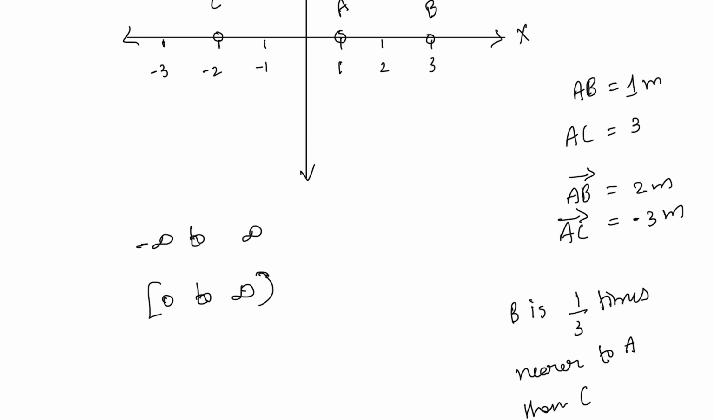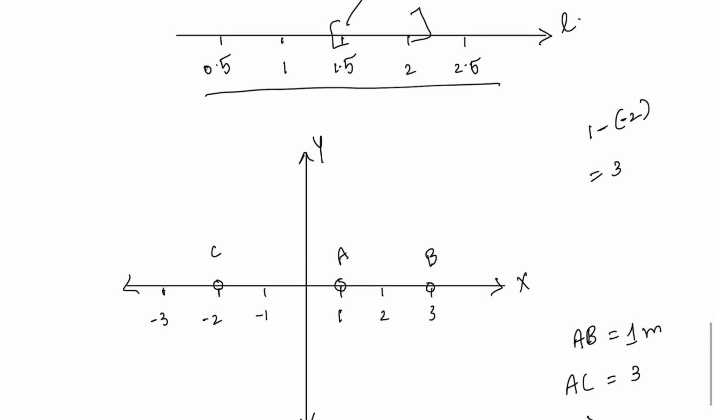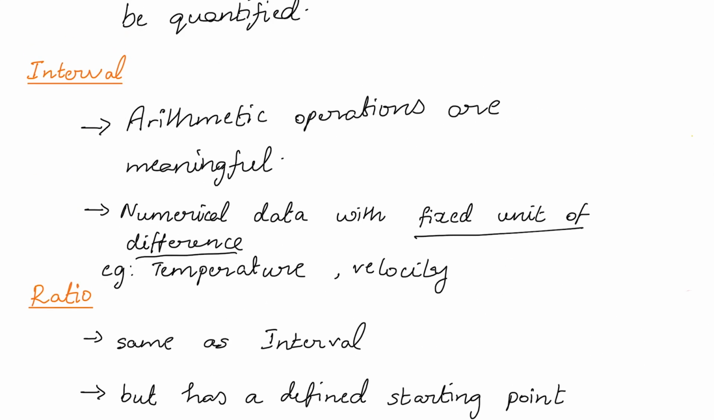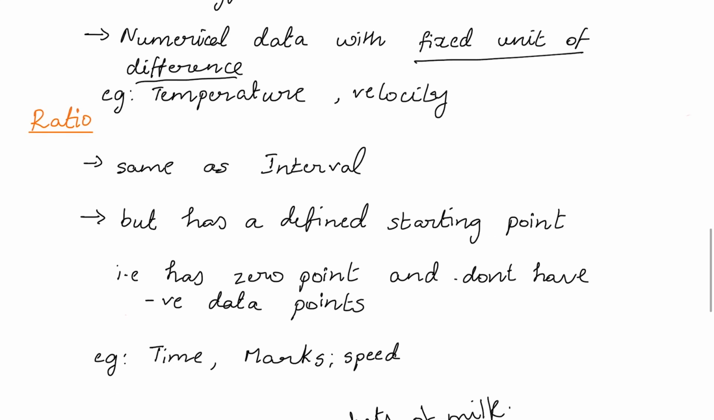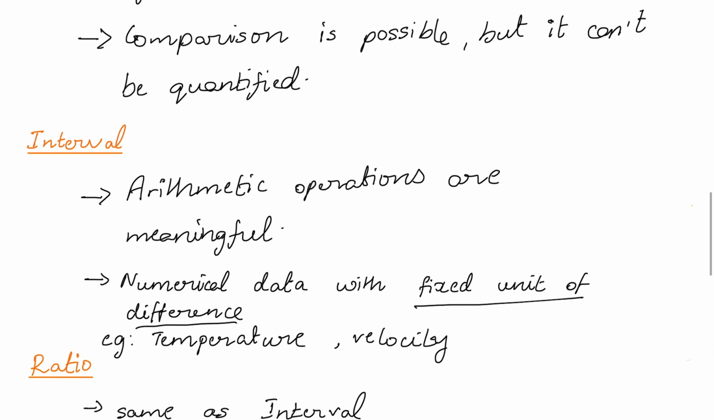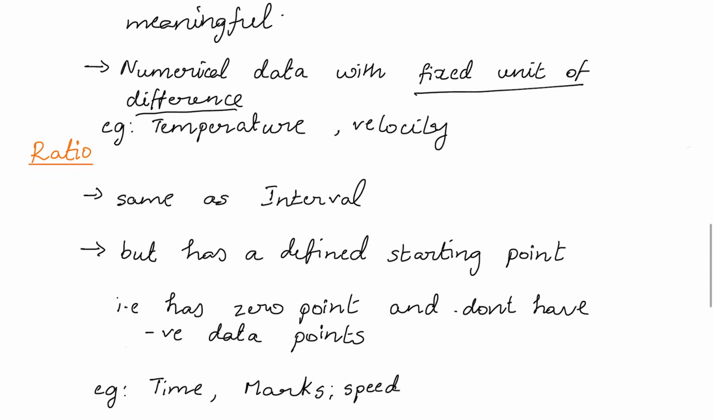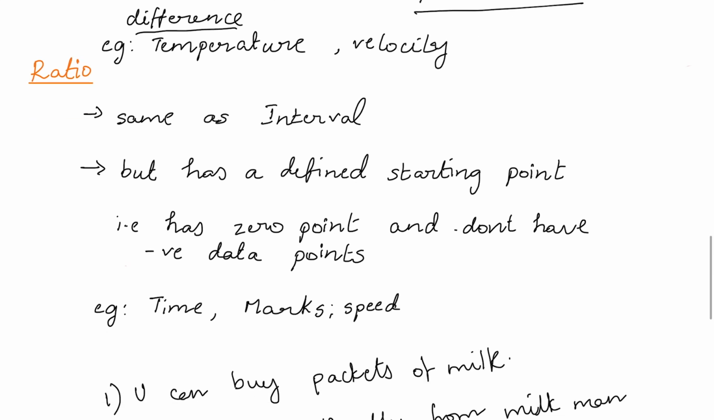So the important thing to remember is that even though addition and subtraction make sense in interval, multiplication and division don't make sense. Whereas in ratio, as it has a defined starting point or a defined zero, multiplication and division make complete sense. Another famous example for interval is temperature. You cannot define an absolute zero temperature. And examples for ratio are marks and speed. All these things start from zero. They have a defined starting point. And also multiplication and division make sense in ratio. So that's all about the types of data.